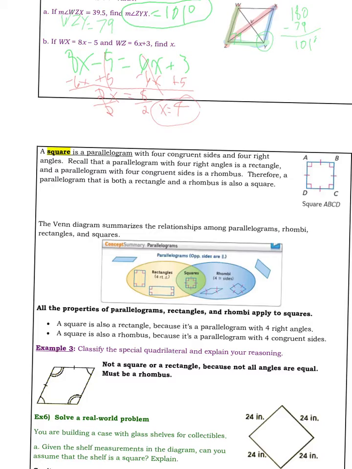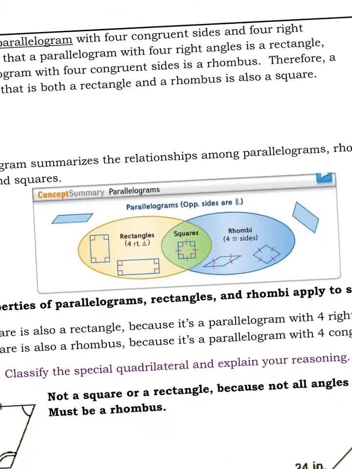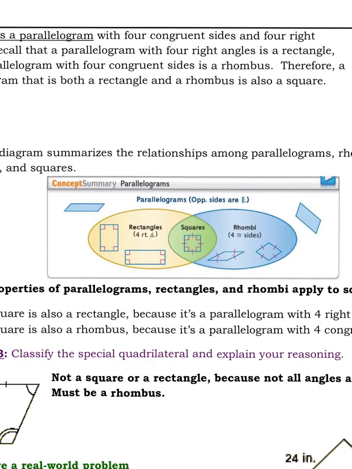So we have this Venn diagram down here, and it's basically combining the properties, what I just said. The rectangles you see on the left, 4 right angles, 4 congruent angles. A rhombus on the right, that's 4 congruent sides. So squares combine those two properties. Okay, so you need to know that for a square.